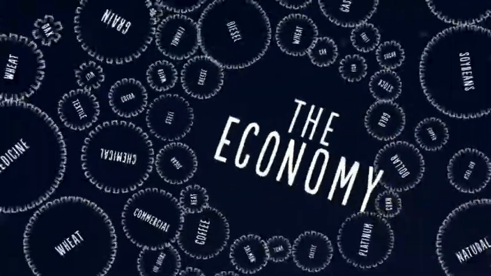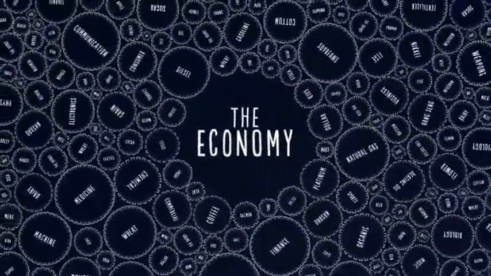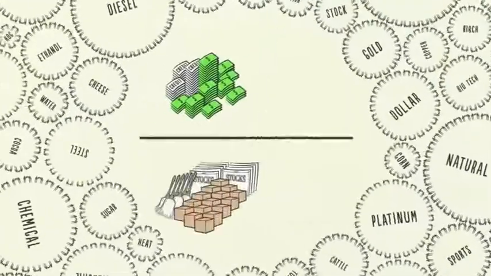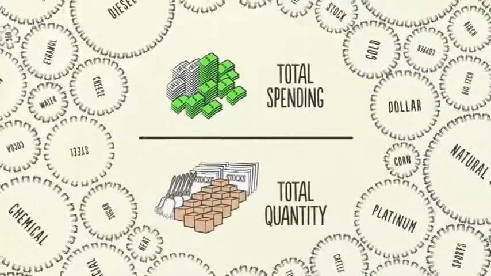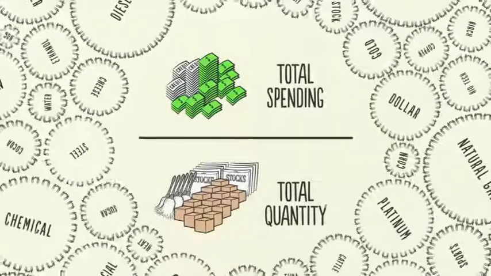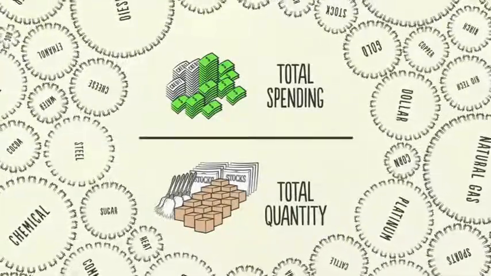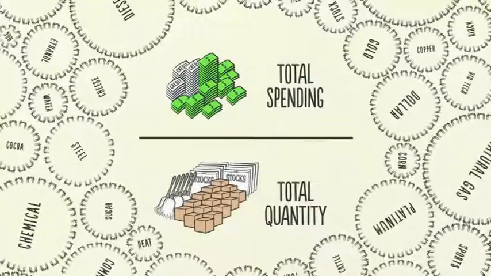An economy consists of all of the transactions in all of its markets. If you add up the total spending and total quantity sold in all of the markets, you have everything you need to know to understand the economy. It's just that simple.